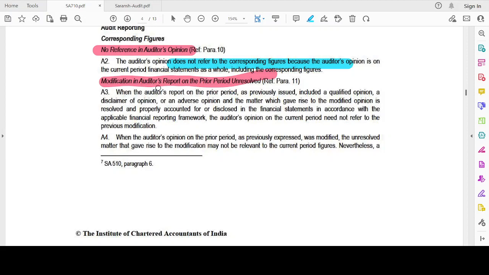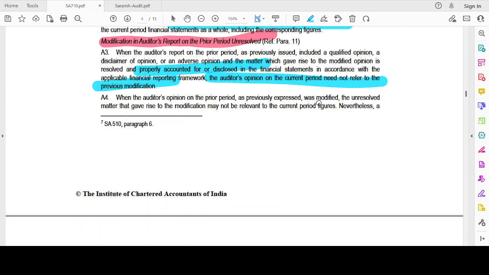Okay. Now, modification in the auditor's report on the prior period unresolved. When the auditor's report on the prior period as previously issued included a qualified opinion which is unresolved, the auditor's opinion on the current period need not refer to it, when it is properly accounted for. When the opinion on the prior period as previously expressed was modified, the unresolved matter that gave rise to the modification may not be relevant to the current period figures.